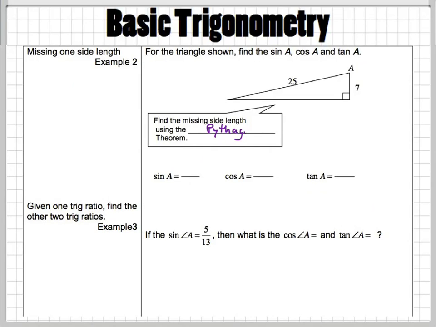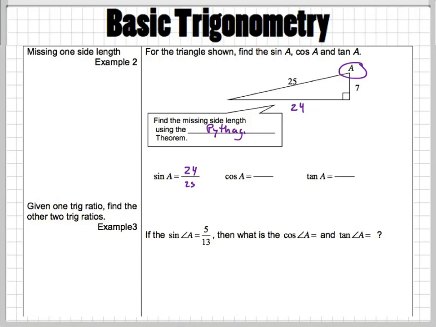To find that side, you can use the Pythagorean Theorem, or you can actually use Pythagorean triples. This is 24. If you use that, you get 24. So now we can find all of our ratios. A is right here, so that's our reference point. What's the opposite side for the A? 24, because we're doing sine first. And then the hypotenuse is 25.